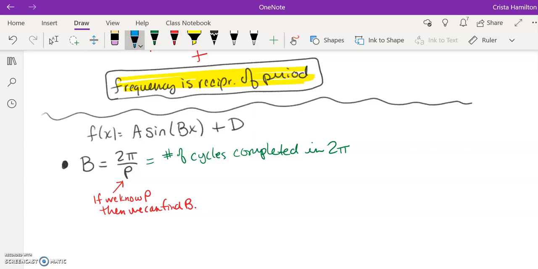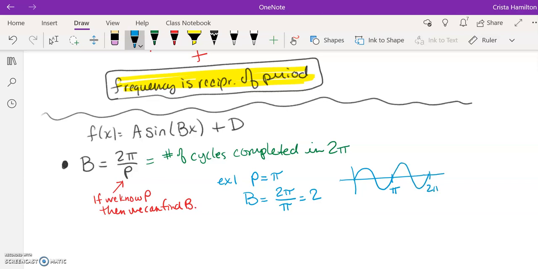So for example, when you have, say, a period that is equal to pi for a transformed graph, if I were to look at that b, my b would be 2 pi divided by pi, or 2. Now let's think about that. If the period of the transformed graph is pi, then in 2 pi, I can complete 2 cycles of the graph. And notice that our b was equal to 2.